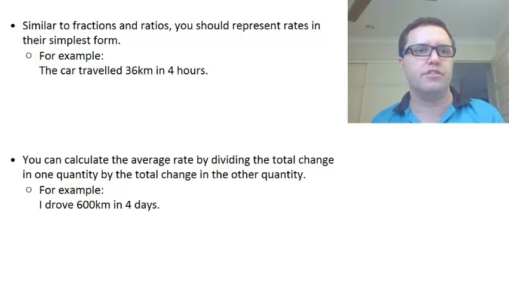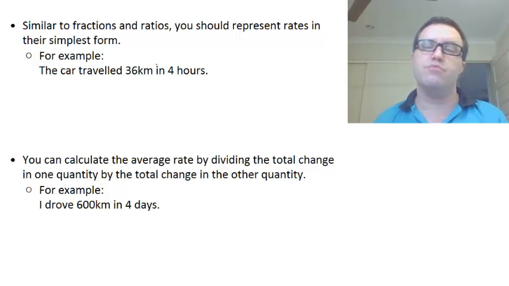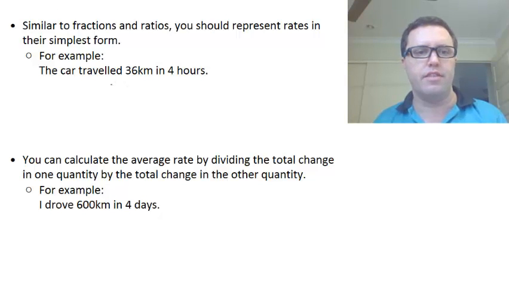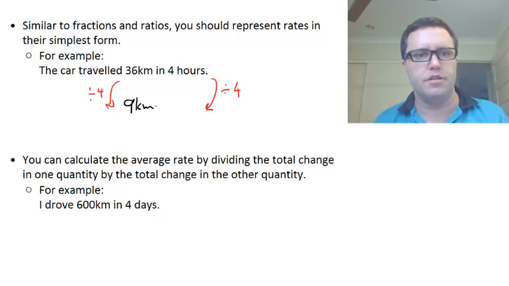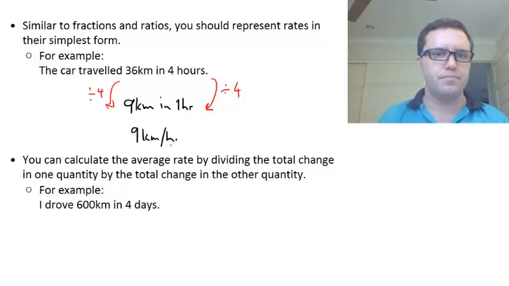For example, the car travelled 36 kilometers in 4 hours. And so it should really be put in its simplest form. So that means we need to find the highest common factor of 36 and 4, which is 4. So we're going to divide by 4 on both sides, and we'll end up with 9 kilometers in 1 hour, which would be 9 kilometers per hour.